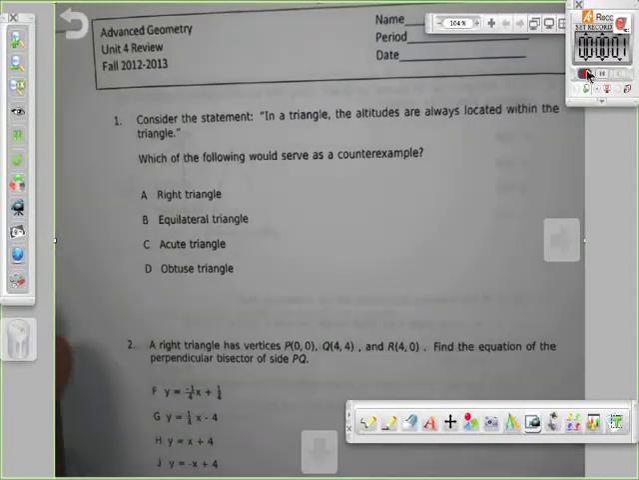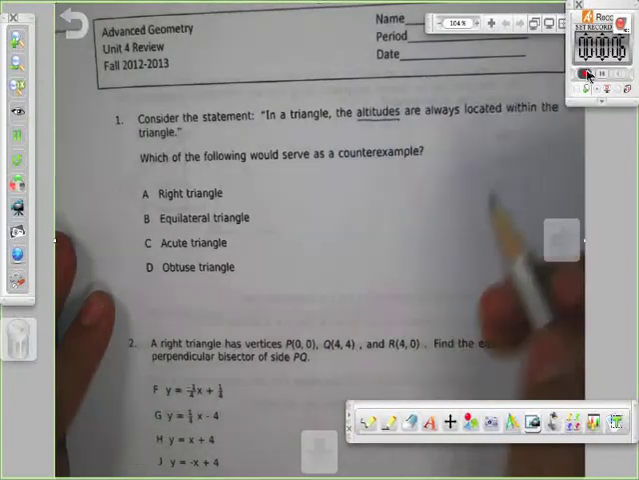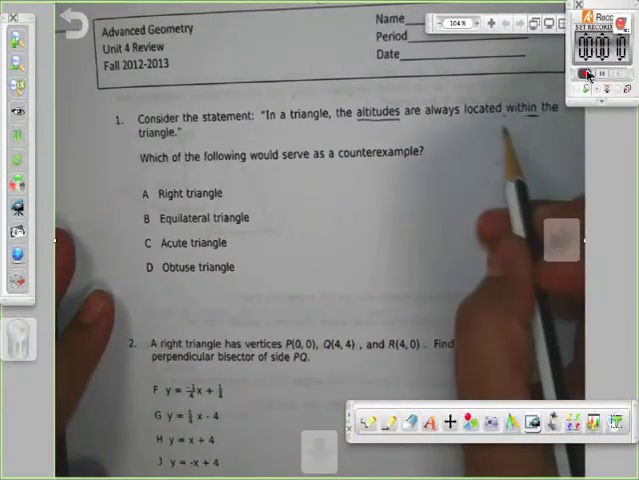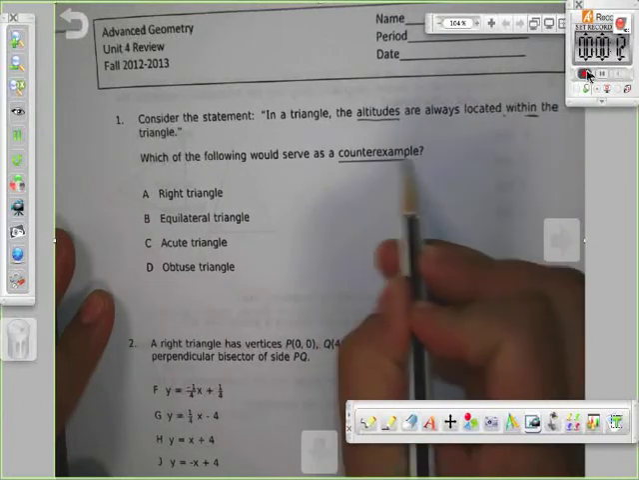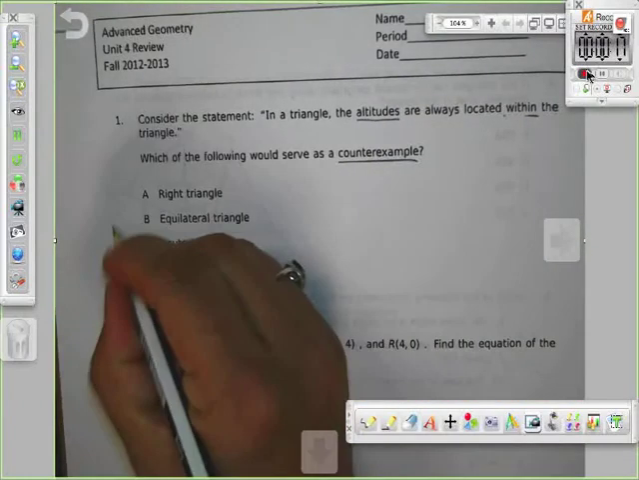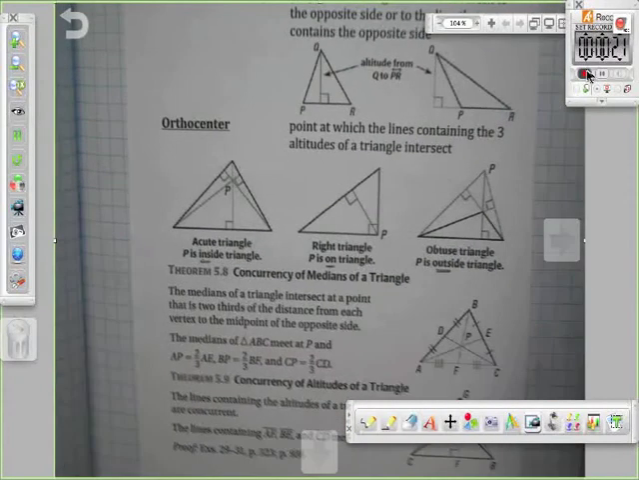Okay, Unit 4 review. Consider the statement: in a triangle, the altitudes are located within the triangle, so inside the triangle. Which of the following would serve as a counterexample? So this is something that's going to prove the statement false. If you look at page 71 of your notes, we have the altitudes there.